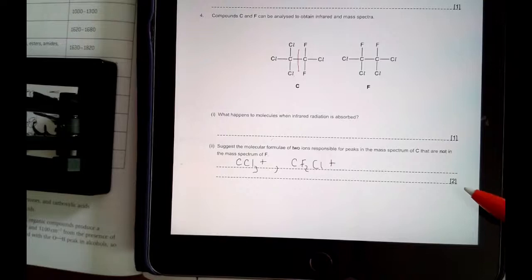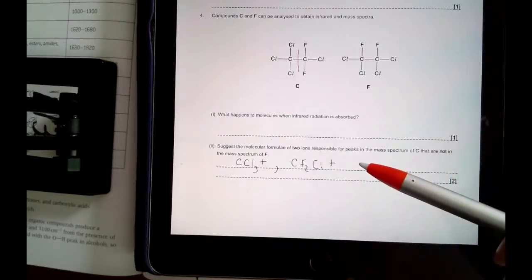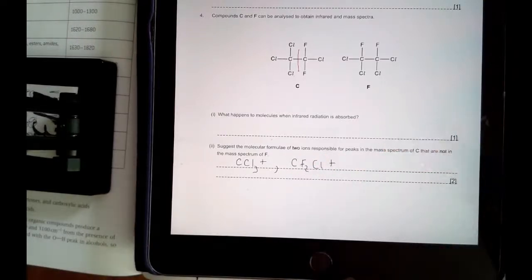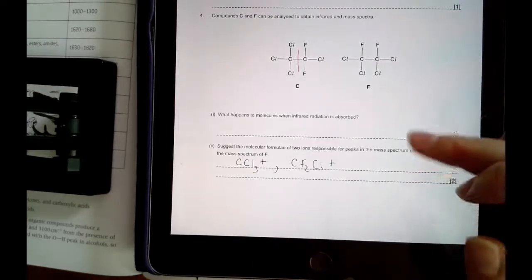In order to get the full 2 marks, though, you need to have a positive charge on both of those fragments. Okay, you'll lose a mark if you don't include your positive charge. Only ions produce peaks.